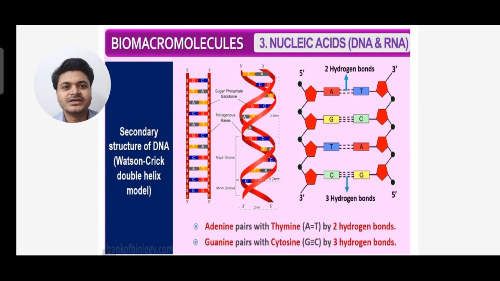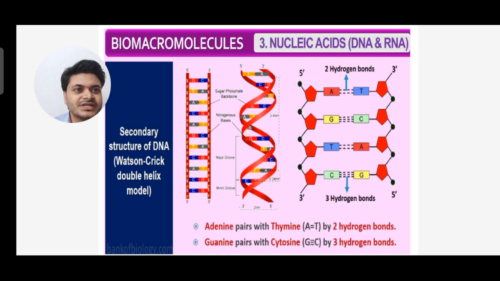Now you can see the secondary structure of DNA, that is the Watson-Crick model. This is the B form of DNA. Here adenine pairs with thymine by 2 hydrogen bonds, A for adenine and T for thymine. So A double bond with T, and next guanine pairs with cytosine. That means G triple bond with C by 3 hydrogen bonds.